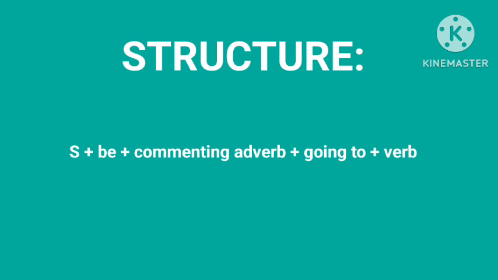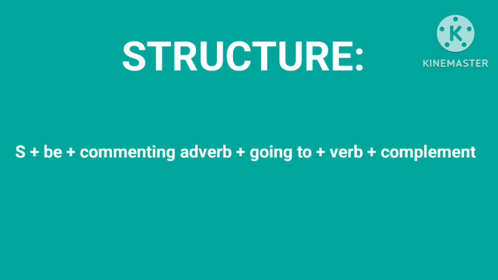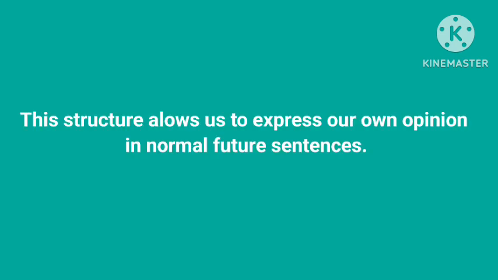And the second way, using going to, goes like this. We start with our subject, then we add the auxiliary with the verb to be, then we add our commenting adverb, then we put going to, then goes the verb, and finally our complement. This structure allows us to express our own opinion in normal future sentences.